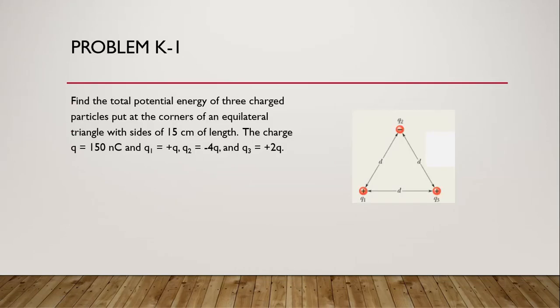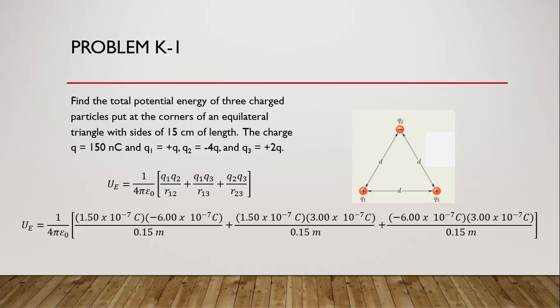So let's find the potential energy of a system of 3 charged particles put at the corners of an equilateral triangle with sides of 15 centimeters in length. The charge Q is defined as 150 nanocoulombs, and charge Q1 is plus Q, charge Q2 is negative 4Q, and charge Q3 is plus 2Q. We're going to use this formula here. The thing to remember is that we need to do some unit conversions. We want charges in coulombs. Nano is times 10 to the negative 9th. Centimeters we want in meters, so that'd be 0.15 meters.